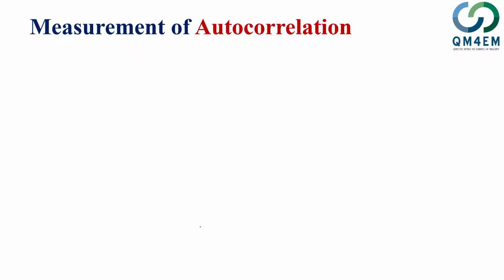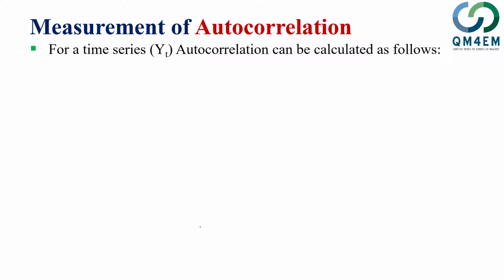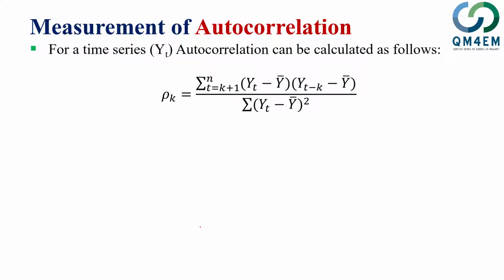The next concept is the measurement of autocorrelation. How do we measure autocorrelation? We already know that correlation is measured with the correlation coefficient. Autocorrelation can be calculated for a time series variable yt with the following formula. If you look at this formula, it is pretty much similar to the correlation coefficient formula. The only difference is that we are representing it with rho and with subscript k. Rho is for the correlation coefficient, and subscript k refers to the order of lag, how many lags I'm considering.